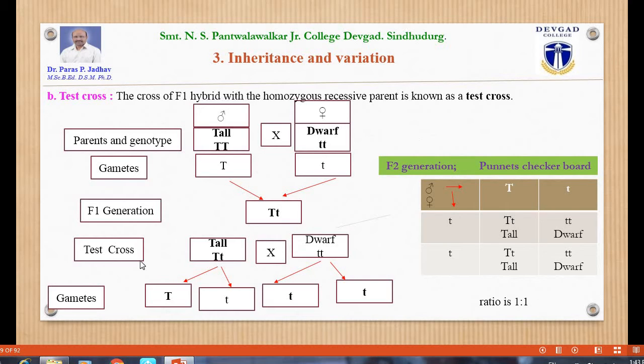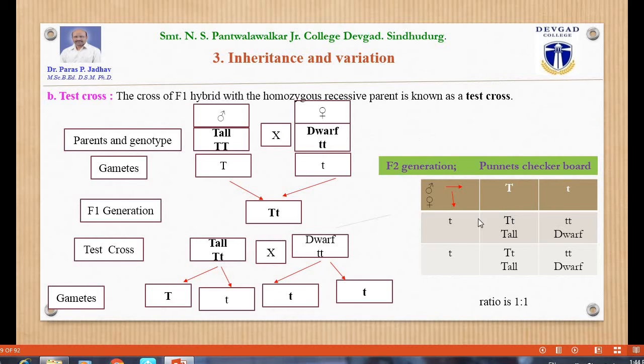And in test cross, when the F1 generation is crossed with the recessive parent, it is known as test cross. The tall plant has genotype capital T small t and the dwarf plant has genotype small t small t. The hybrid tall plant produces two types of gametes, one containing capital T and the second containing small t. The dwarf plant produces one type of gamete, small t. The F2 generation shows a 1:1 ratio here.